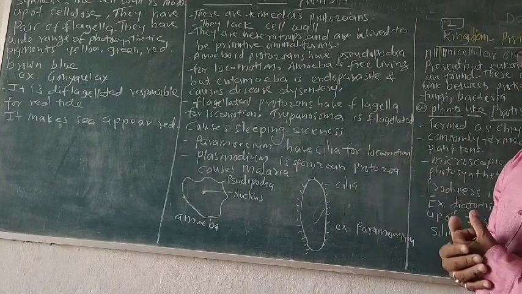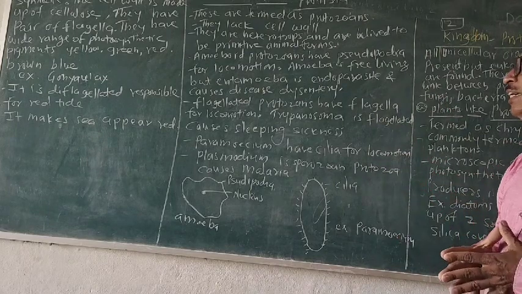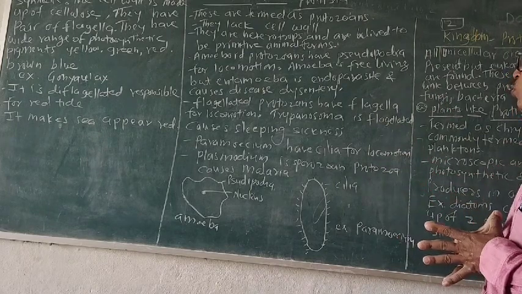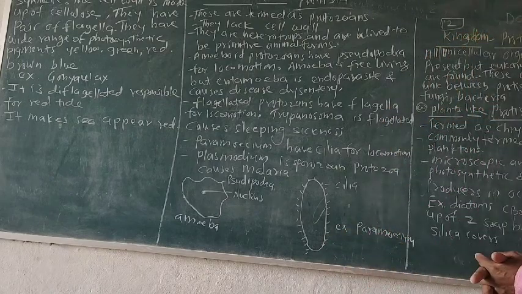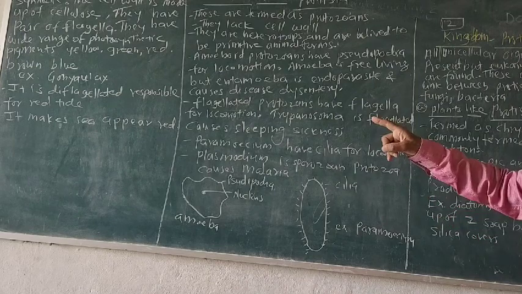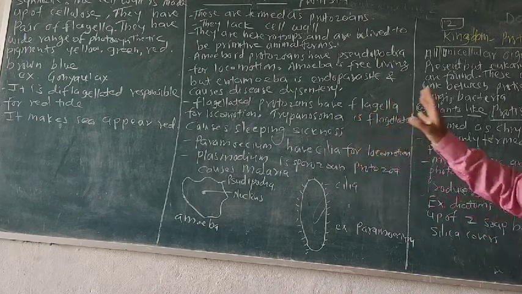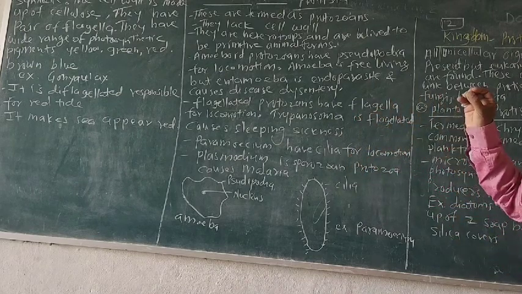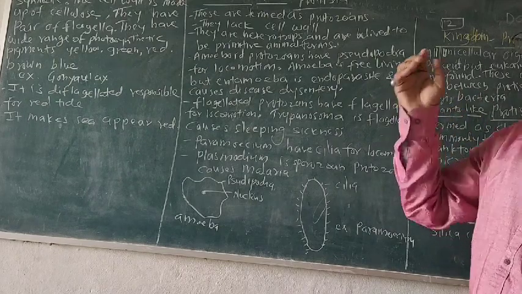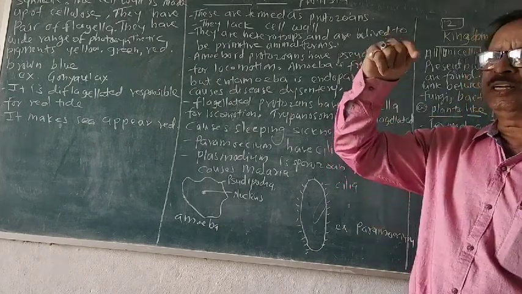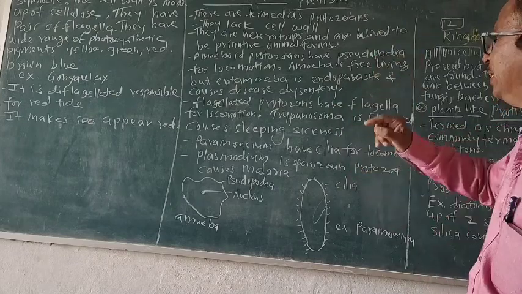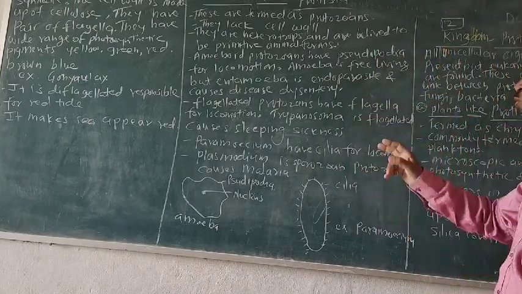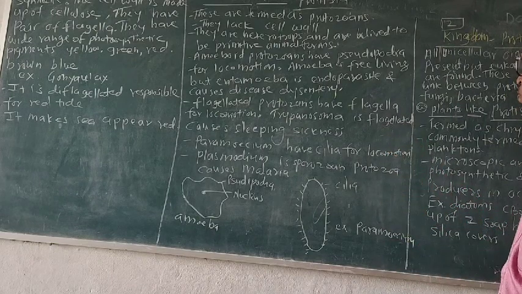So amoeba is free living, and Entamoeba is present inside the intestine. The Entamoeba causes the disease called dysentery. And there are some protozoans, they are flagellated protozoans, and they have flagella for locomotion. A flagellum is a long, hair-like free structure. So flagellated protozoans have flagella for locomotion.